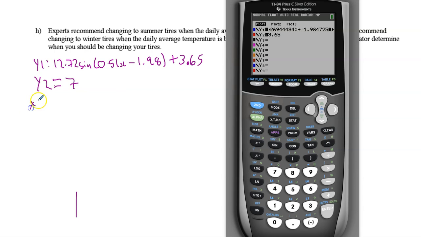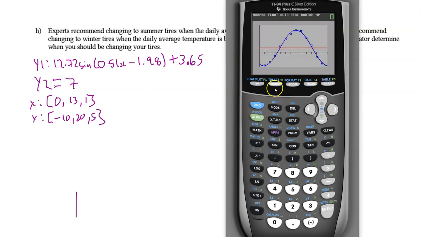Y2 is 7, our x's, so we said 0 to 13 by 1s, our y's, negative 10 to 20 by 5s. Okay, and then we should sketch out what our graph looks like. Oh, and I want Y2 to be 7. Let's just clear that. 7. Graph.